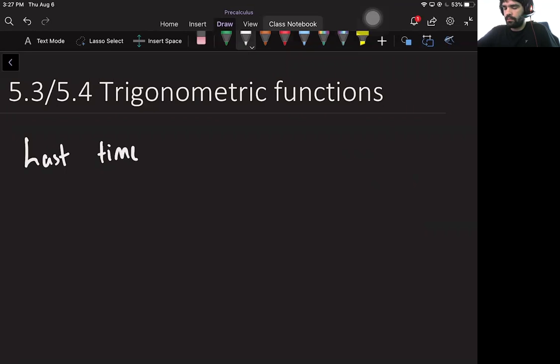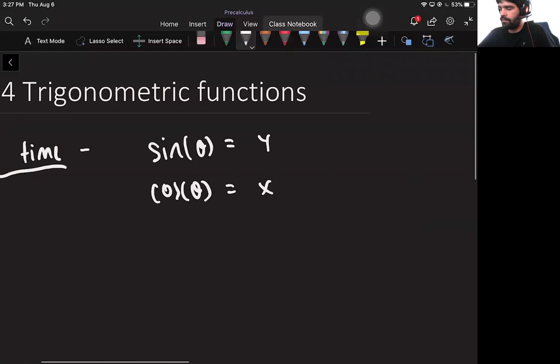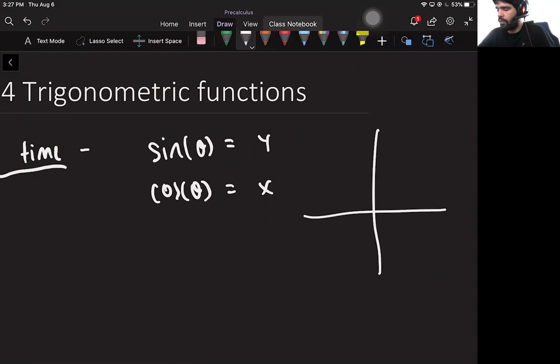Last time, we learned about sine of theta and cosine of theta. And what these are, the y and the x value for the point on the unit circle that touches that angle. So that was the idea there.